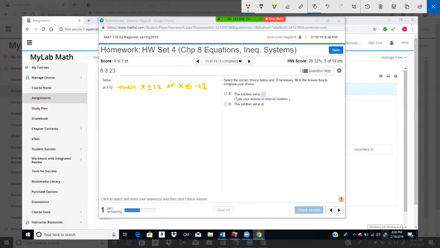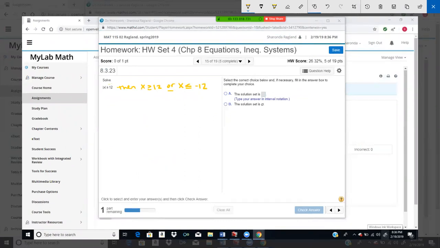So we don't really have anything to solve, I mean, to do, really, just to write the solution. You know what that means. It says select the correct choice below, and if necessary, fill in the answer box to complete your choice. And so we have to write the solution set.